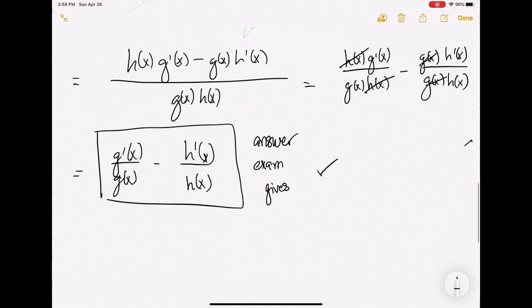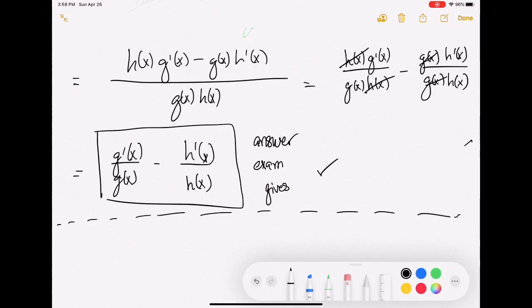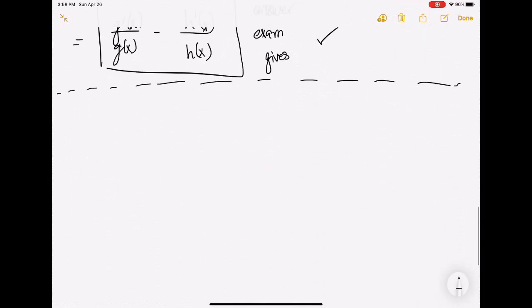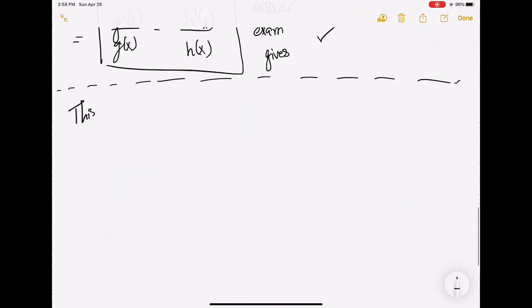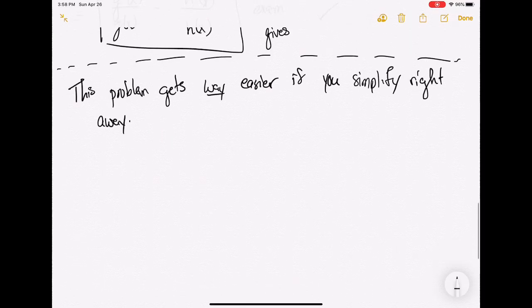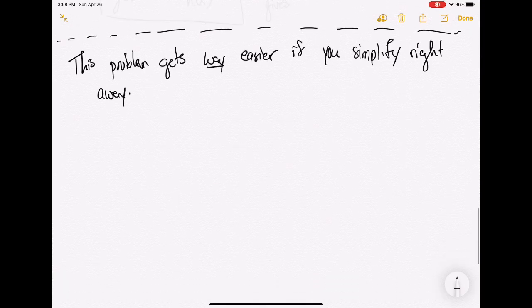Great. Now is the point in time that you are always waiting for, because it's the point in time when I tell you this problem gets way easier if you simplify right away. So how does the problem get easier if you simplify right away?